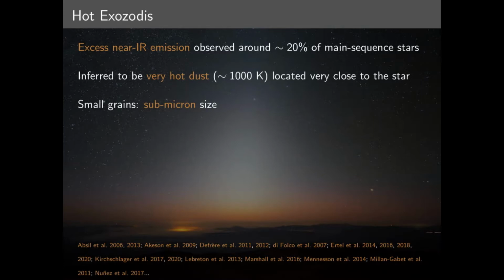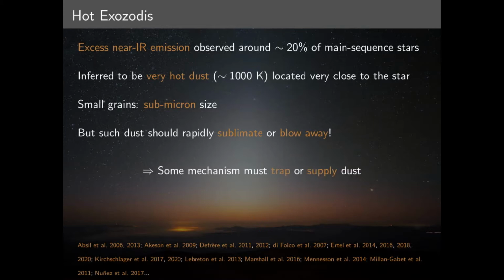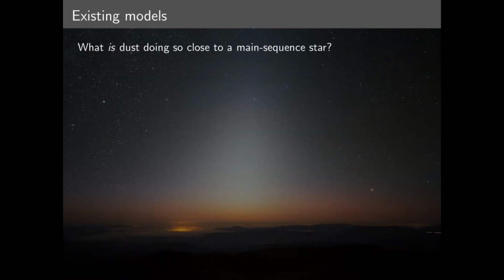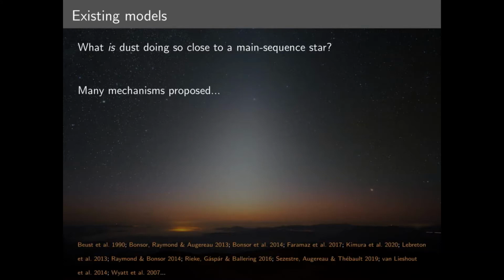But the nature of this dust is hard to understand. Such hot dust should rapidly sublimate, and such small dust should rapidly blow away. So this problem has led to the hypothesis that some mechanism exists to either trap dust and keep it close to the star, or to continually supply new dust to the region. Now, a wide range of potential mechanisms have been investigated, but so far none have fully explained both the phenomenon and its ubiquity around such a broad range of main sequence star types and ages.